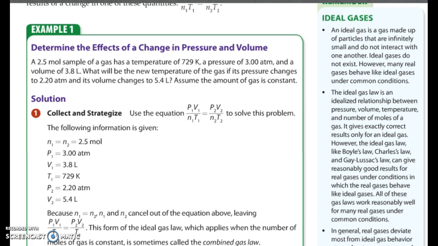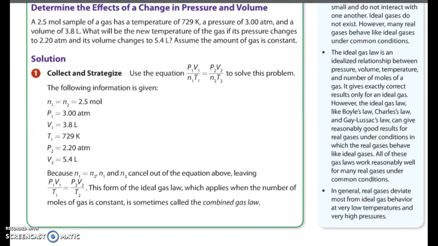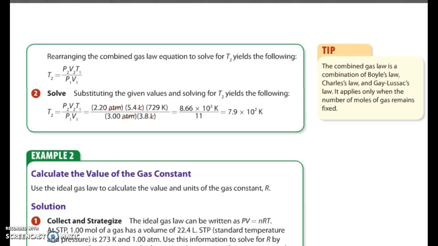However, the ideal gas law, like Boyle's, Charles', and Gay-Lussac's laws, can give reasonably good results for real gases under conditions in which the real gases behave like ideal gases. All of these gas laws work reasonably well for many real gases under common conditions. In other words, good enough. In general, real gases deviate most from ideal gas behavior at very low temperatures and/or high pressures.